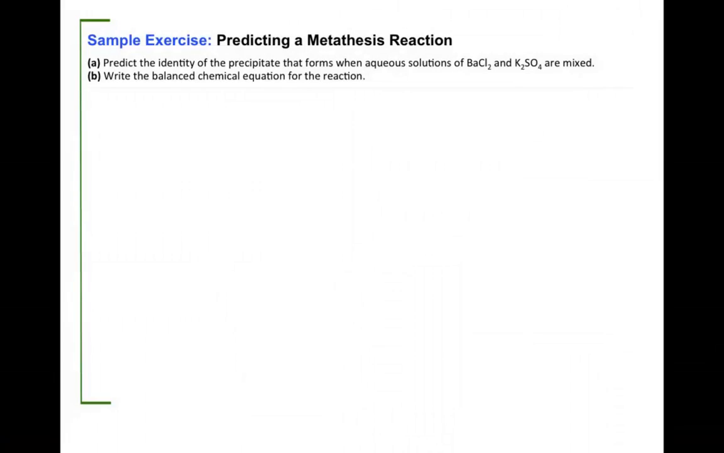This exercise is to predict a metathesis reaction. First of all, we need to predict the identity of the precipitate that forms when aqueous solutions of barium chloride and potassium sulfate are mixed, and then we will be able to write the balanced equation for this reaction. So, we are given two ionic reactants and asked to predict the insoluble product that they form.